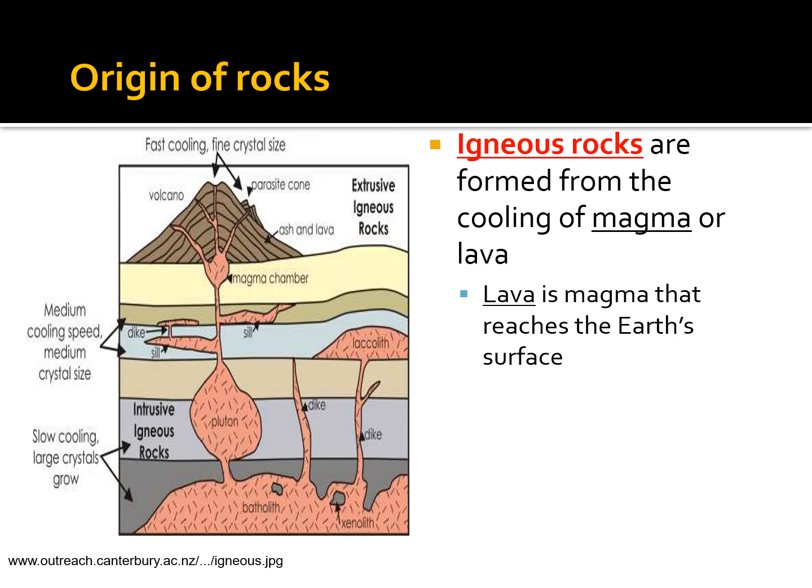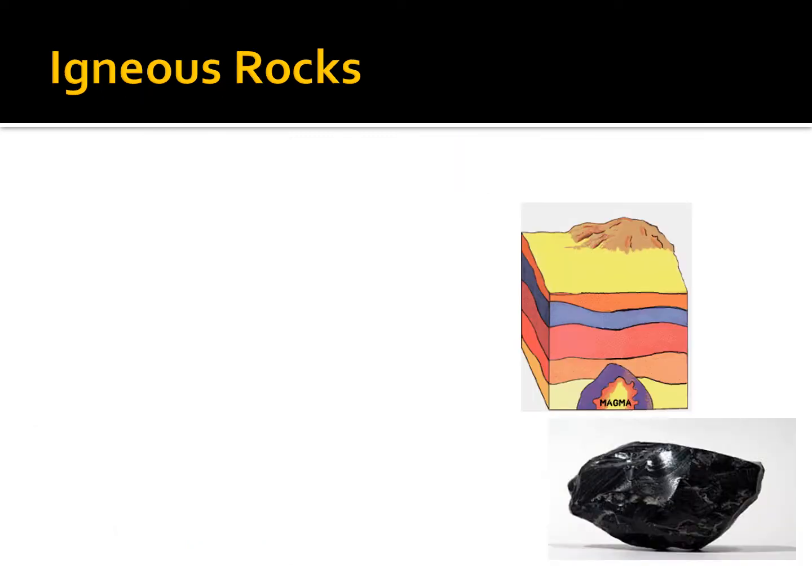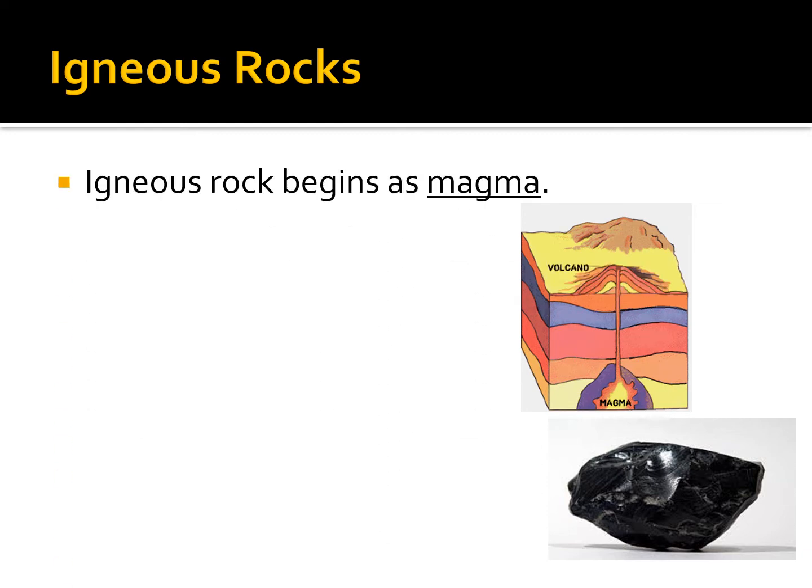Now we will start with our first type of rock called igneous. Igneous rocks are formed from the cooling of magma or lava, which is magma that reaches the Earth's surface. A better description would be that igneous rock begins as magma. Where does magma come from, you may ask?